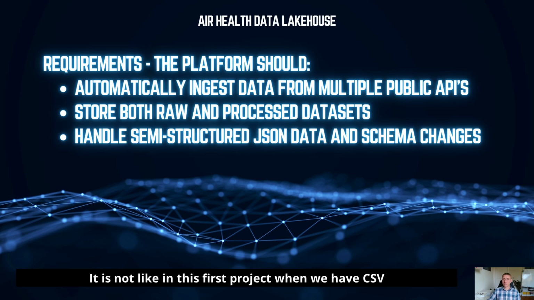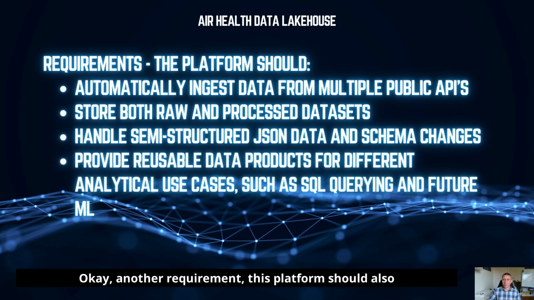It is not like in this first project when we have CSV files and Excel files. This time data are semi-structured, and we have different JSON types in different APIs. We have classic JSONs, we have nested JSONs, as you will see in a moment. We have JSON lines, so different schemas, different formats, but basically data are semi-structured.